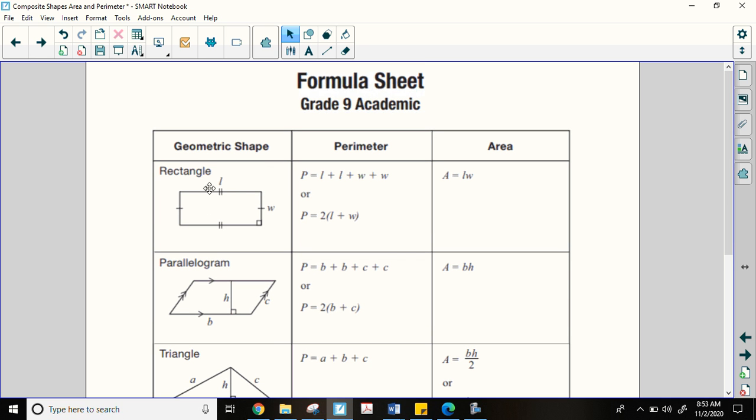So the geometric shape, how do we use this? Well, the rectangle is shown here, and it gives you two options for the way to find the perimeter. You could either just add up all the outside distances around the rectangle, or you could use 2 multiplied by the length plus width. If you use the second formula, you have to remember BEDMAS means that you'd have to do this addition first before you multiply by 2. And then over in this column, we see that the area of a rectangle is length times width.